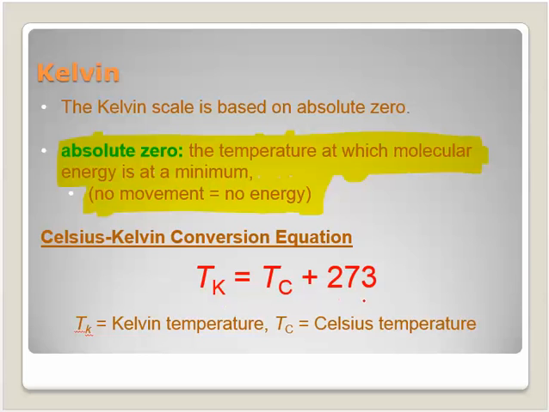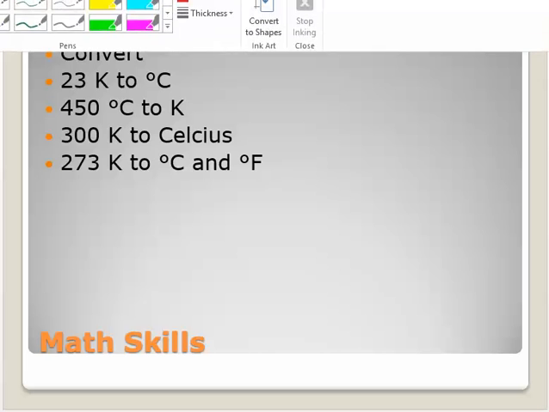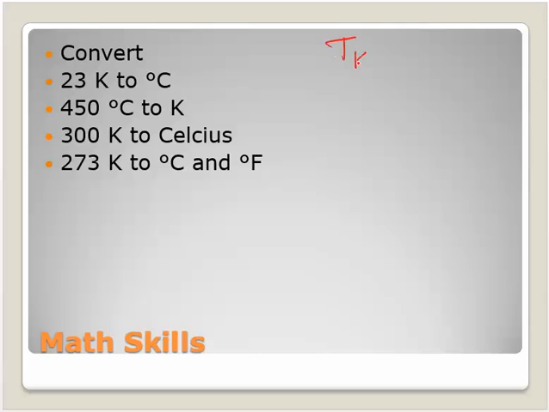Down here at the bottom is our Celsius to Kelvin conversion equation. Temperature in Kelvin is equal to temperature in Celsius plus 273. Again, let's do some quick math with this here. I'm going to write the equation up here. Temperature in Kelvin equals temperature in Celsius plus 273.